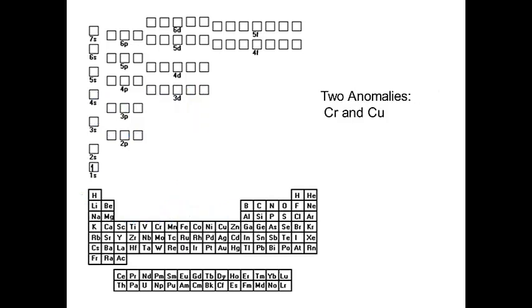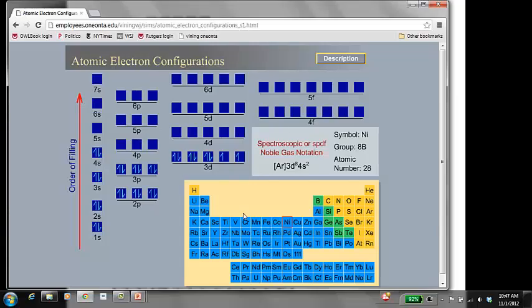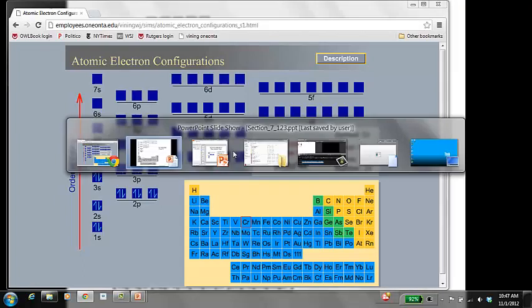Okay, there are 2 anomalies. One is chromium and one is copper. Chromium you would expect to have, similar to iron, 4 electrons in its 3d subshell. I'm actually going to use the simulation for this. You'd expect it to be this, but that's actually not what it is. If we click on chromium, it actually has 1 electron in the 4s and 5 electrons in the 3d. That's just one of the things that sometimes the orbital energies are really close and it doesn't quite follow the rules, but most of them do.